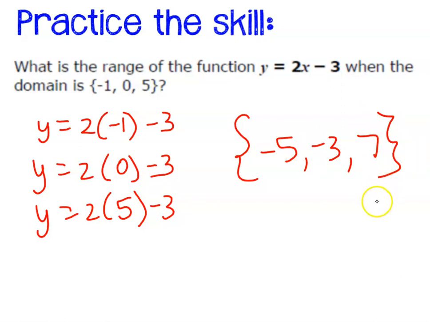And that's how you would find the range if you're given an equation. Now there's no way that you can find the range unless you're given a domain. So the domain has to be given to you, and then you can find the range.